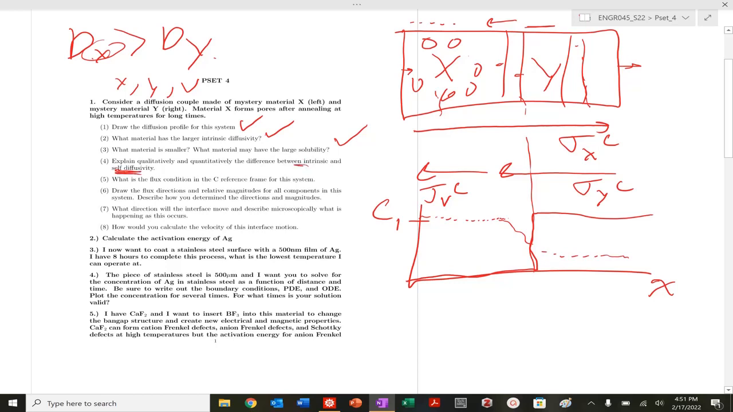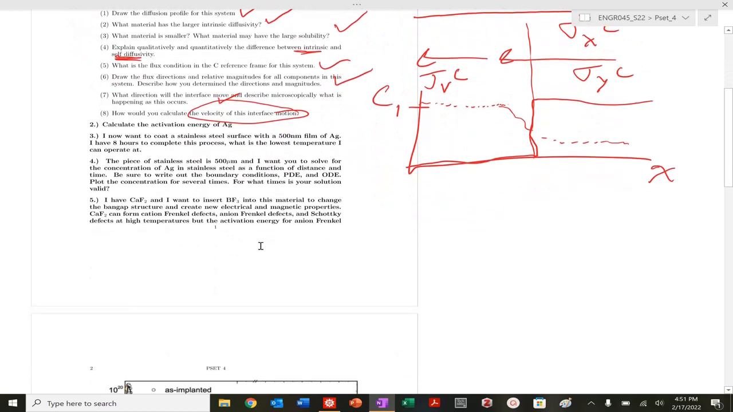Got it. Qualitatively and quantitatively, the difference between intrinsic and self-diffusivity, that's in our notes. We looked at how it's a function of the chemical activity. What is the flux condition in the C frame? In the C frame, X plus Y plus vacancies must sum to 0, hence why the magnitudes are the same. So draw the fluxes, got it. What direction will the interface move? We described that. How would you calculate the velocity of the interface motion? Again, that's given in the notes as well.